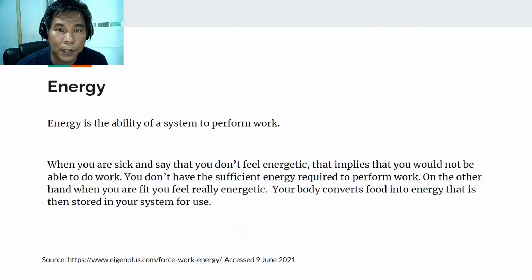Energy is quite different from work, but as I said earlier, the two terms are interdependent. Energy is the ability of a system to perform work. When you are sick and say that you don't feel energetic, that implies that you would not be able to do work. You don't have the sufficient energy required to perform work. On the other hand, when you are fit, you really feel energetic. Your body converts food into energy that is then stored in your system for use.